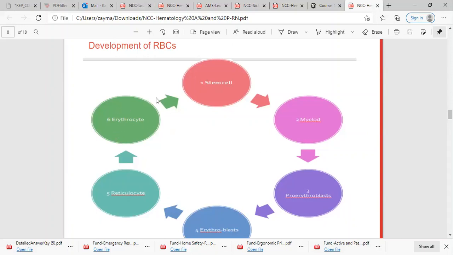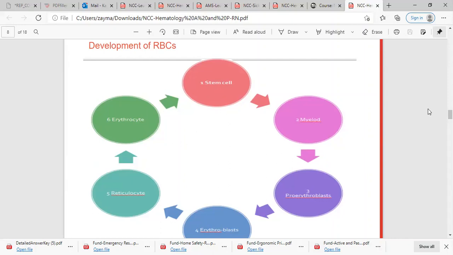The mature red blood cell is your erythrocyte. Red blood cells have a lifespan of 120 days, or approximately 4 months. When they die, they are filtered out by the liver, and the spleen also plays a part in filtering out dying blood cells, right?